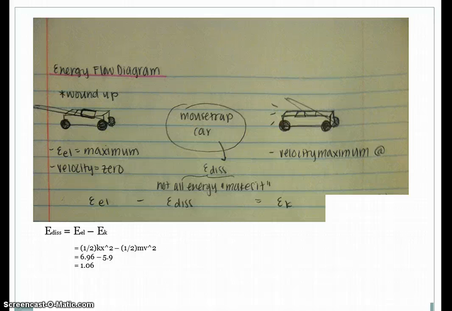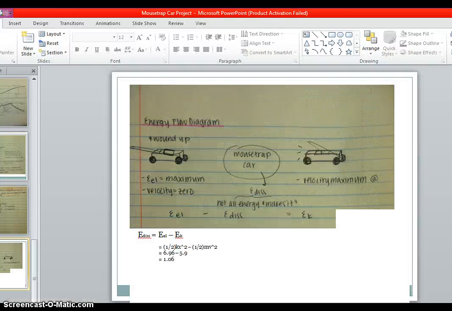Okay, and finally I found the displacement by using Logger Pro's integral fit and taking the area beneath the velocity versus time graph, and it gave me that it was approximately 25 feet. And that's my mousetrap race car project.